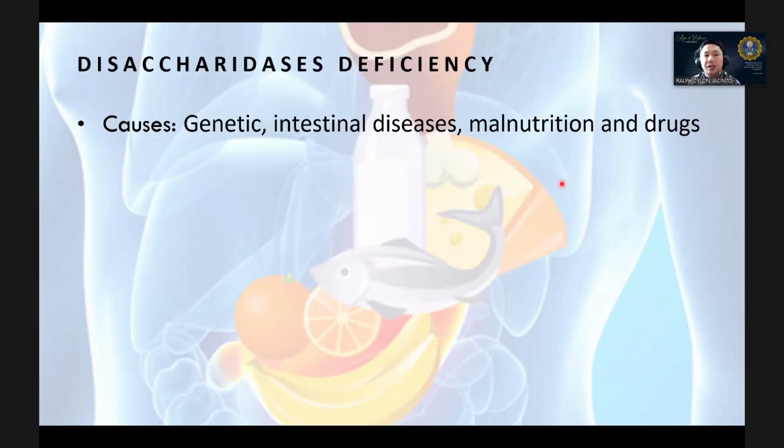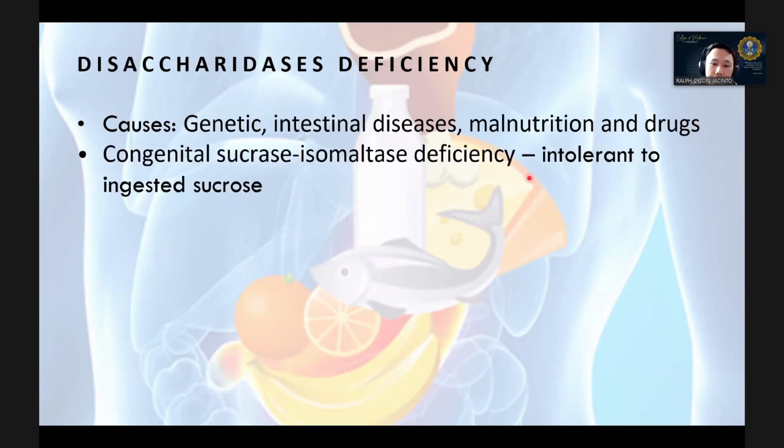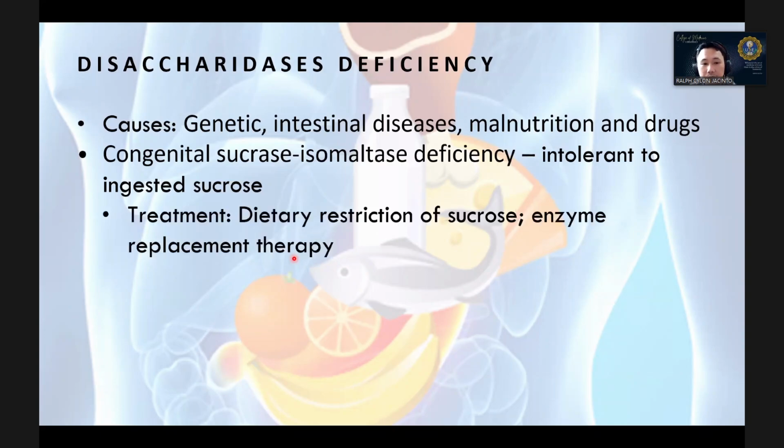Now, disaccharidases deficiency can be caused by a lot of things. It can be genetic, for example, absence of your sucrase isomaltase, or certain intestinal diseases wherein the brush border is being destroyed, malnutrition, or certain drugs. So this is an example of your genetic, your congenital sucrase isomaltase deficiency. So imagine this patient cannot tolerate sucrose, table sugar. So they cannot break down sucrose. So the management for this one is to avoid or decrease sucrose in the diet. Or they can be given enzyme replacement.